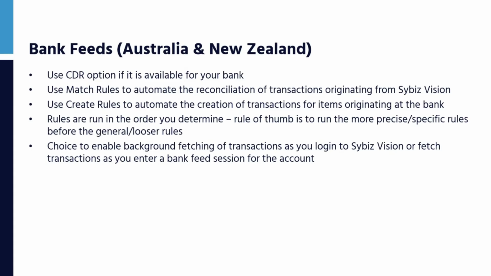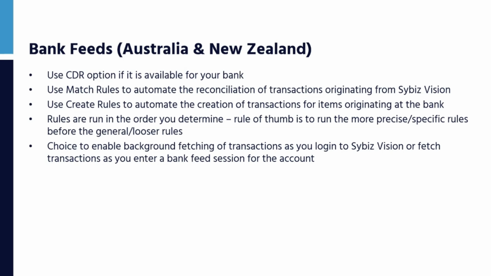You don't necessarily know that customer ABC is going to be paying $1,000 into your bank account today. So on Monday, you'll see that's hit your account, and then you're going to want to do something about it, and you can automate that through the create rules.